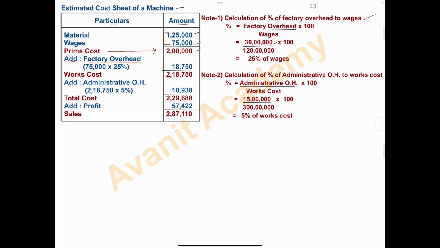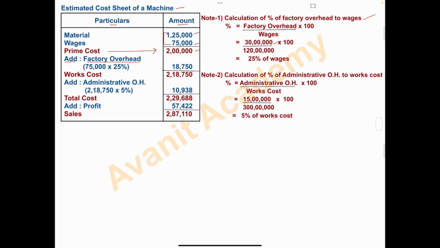Previous cost sheet. See the previous cost sheet. Direct wages amount is 120 lakhs. So formulas ಅನ್ನು ತಗೊಂಡಾದ್ಮೇಲೆ formulas ಗೆ value ತಗೊಳ್ಳುವಾಗ ನಾವೇನ್ ಮಾಡಬೇಕು? We have to refer the previous cost sheet, that is cost sheet for the year 2012.